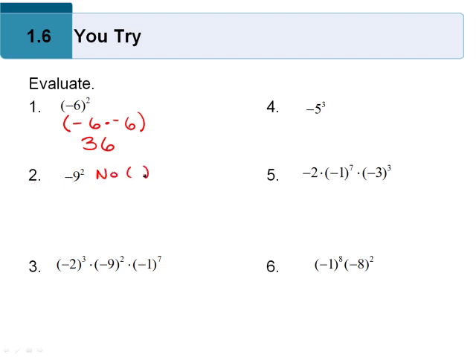Okay? Now, number 2 is no parentheses there. Okay, that's the thing to see. The answer is always negative all the time. And 9 squared, 9 times 9 would be 81. So -81. All right, number 3, we have -2 to the 3rd times -9 squared times -1 to the 7th.